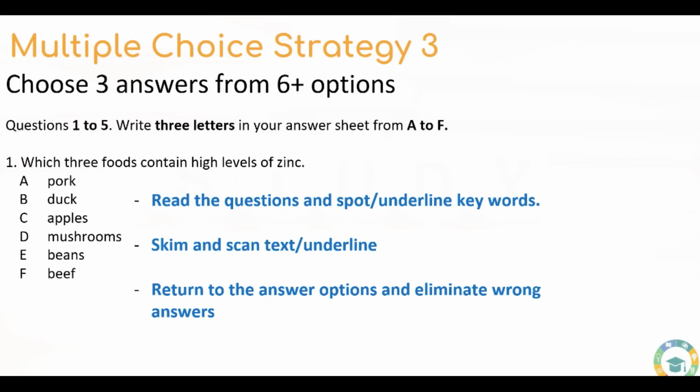Read the questions and spot and underline keywords, then skim and scan through the text and passage, underlining key phrases again. Return to the answer options and eliminate wrong answers. You can see the strategy is very much the same.